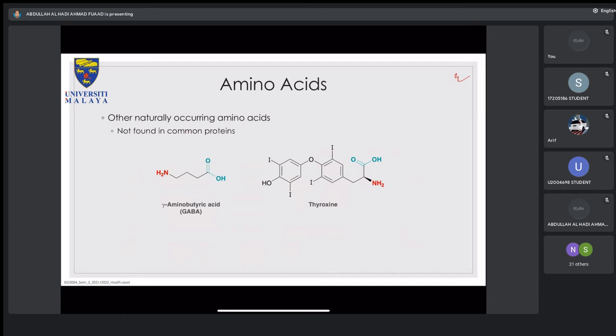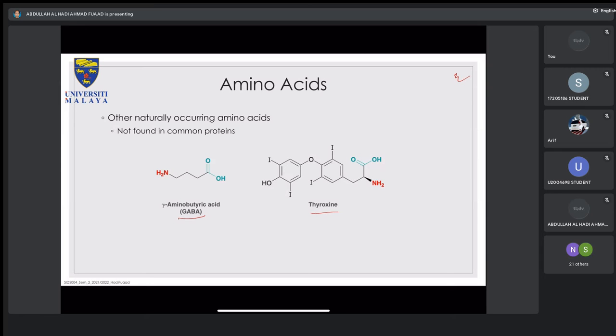Other non-naturally occurring amino acids are such as GABA. GABA is an amino acid that is highly abundant in our brain, because our brain has a GABA receptor. And this one, again, I can't remember where it is mostly from, but it is nonetheless still a common amino acid. Even though it is common, the aminobutyric acid is still abundant in our brain, but it is not part of our protein in our body.